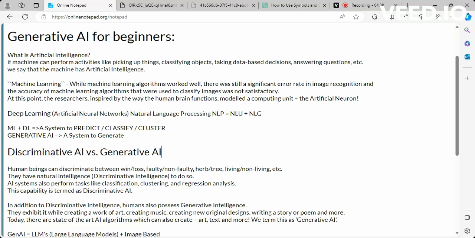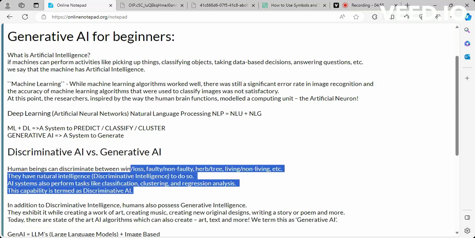So how is Gen AI different from discriminative AI, which is the previous AI we have discussed, machine learning and deep learning? There we can know win or lose, faulty or non-faulty, or classification like living and non-living. These things AI could do before Gen AI. So that is called discriminative AI.